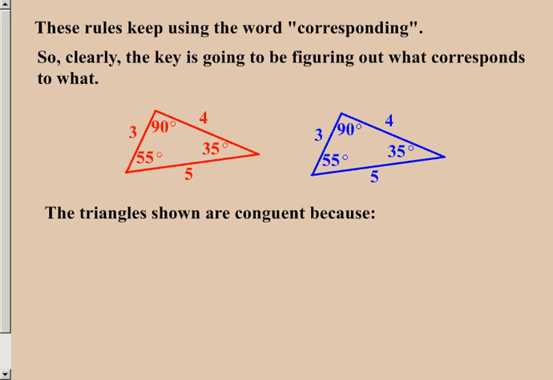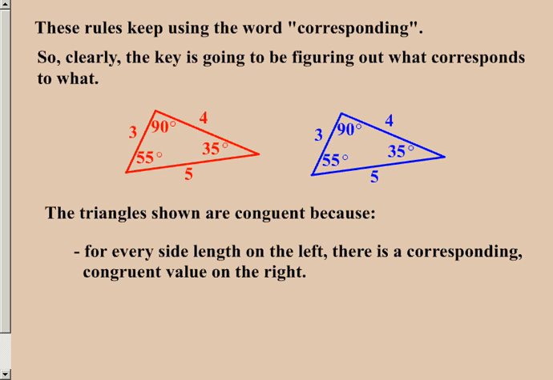And the reason is going to be because it fits the two-part definition that we saw just a moment ago. Okay, now back to that term corresponding. Corresponding basically means that there are locations from one figure to the other figure that share similar properties. Those properties might be side lengths, like this first bullet shows. For every side length on the left, there is a corresponding congruent side length on the right.